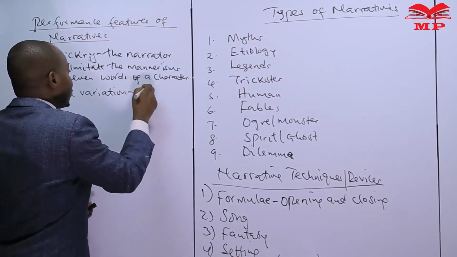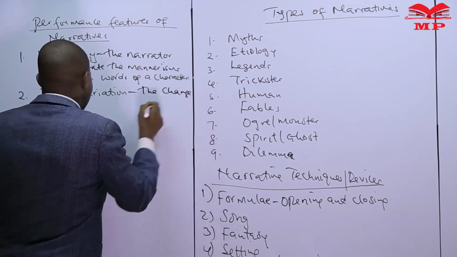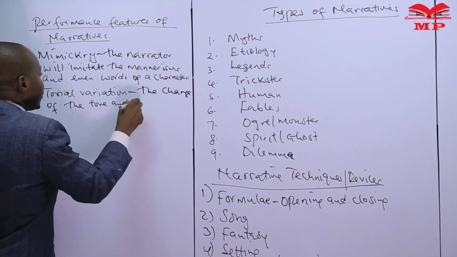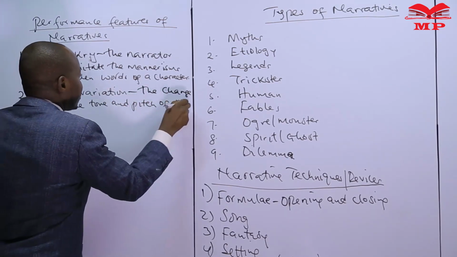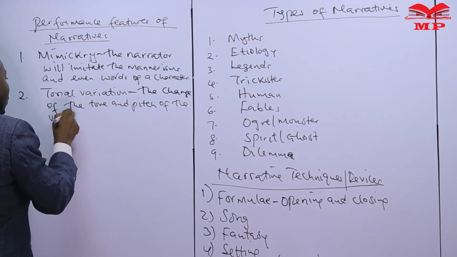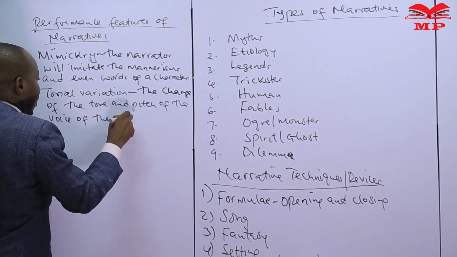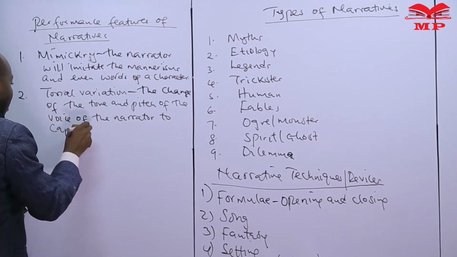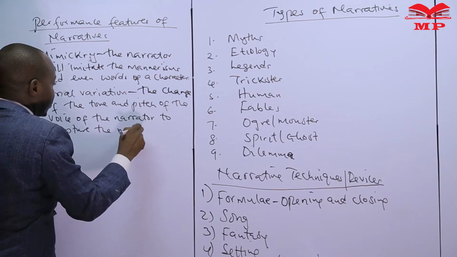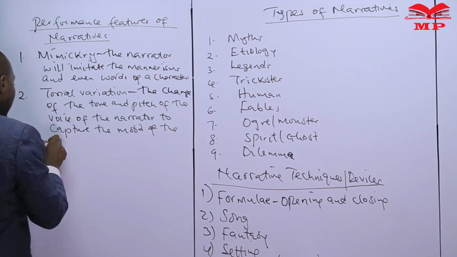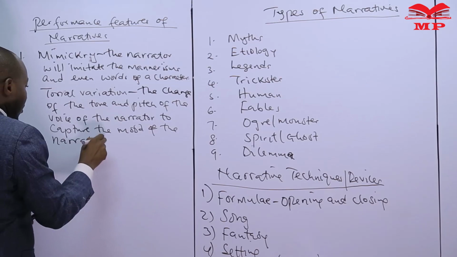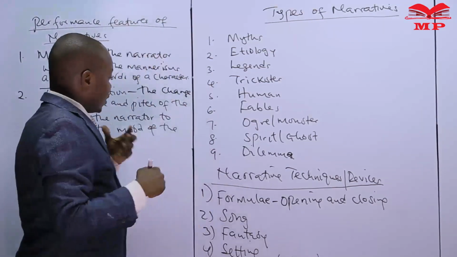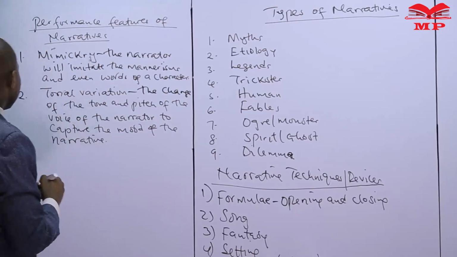So the change of the tone and pitch of the voice of the narrator to capture the mood of the narrative, we call that tonal variation. Related to tonal variation is the pace and speed.